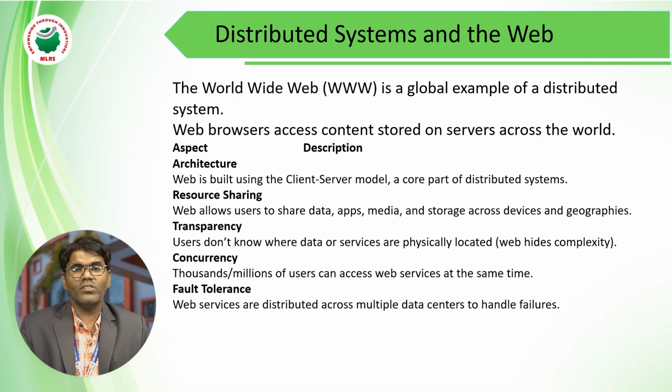Here the web allows users to share data, apps, multimedia and storage across devices and geographically. Third one is transparency. Here users don't know where the data or the server is placed. And concurrency means thousands or millions of users can access the web service at the same time.